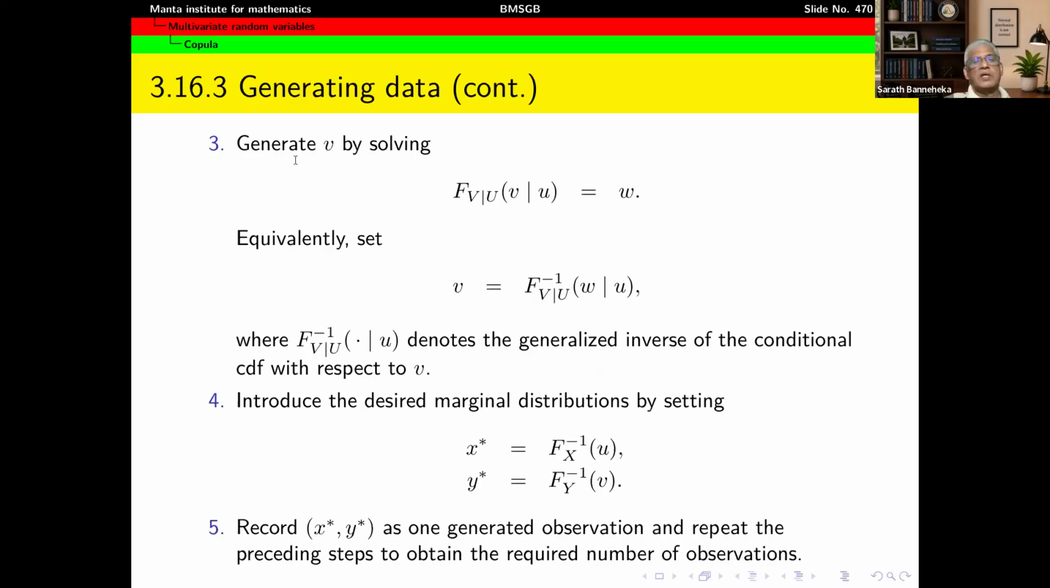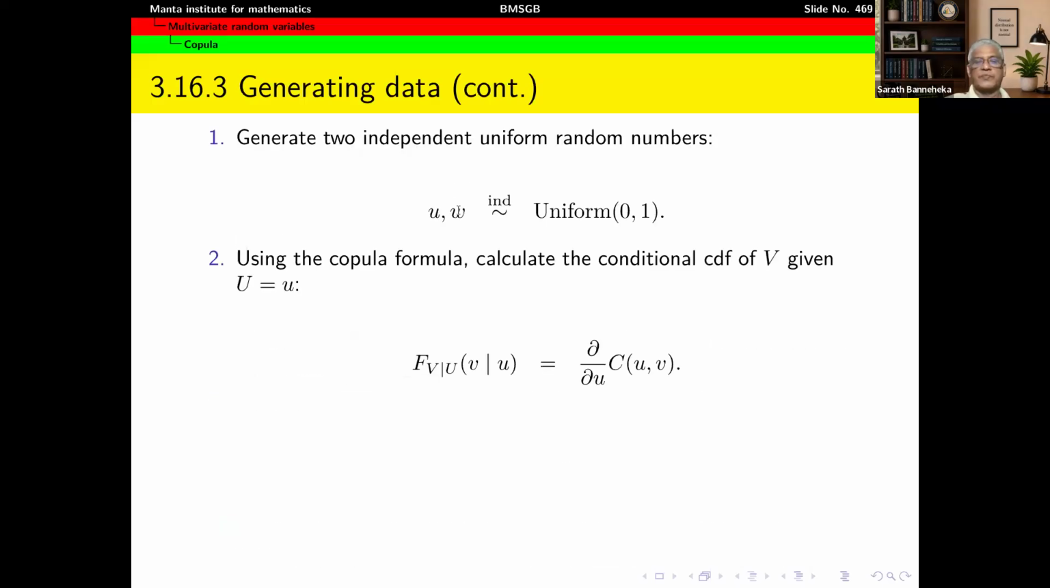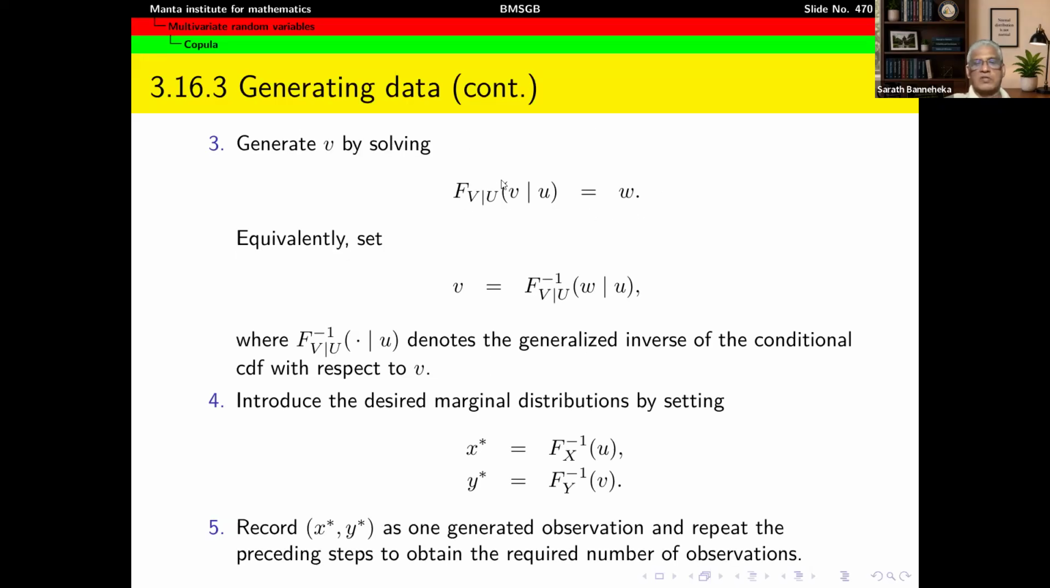And then generate V by using this formula. So let this conditional V given U be equal to the W that we generated here, and solve this equation. U is now known, only V is unknown. So this is an expression in terms of U and V. You substitute the value that you get for U, and W is now a known value. The only thing unknown is V. So in other words, V will be equal to F inverse V given U evaluated at W given U.